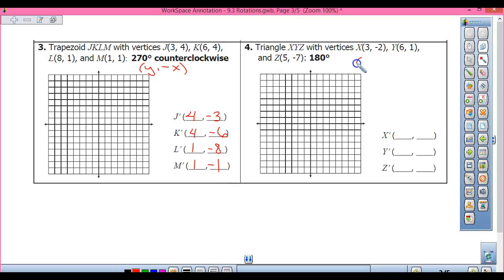Okay, 180, what was my rule? (Negative x, negative y). Slow me down if I'm going too fast. Are we okay? So this is one where it's mixed with positives and negatives. So X prime is going to turn into negative 3, positive 2, negative 6, negative 1, negative 5, positive 7.